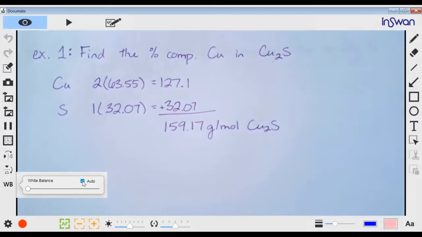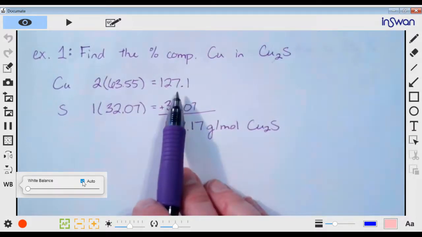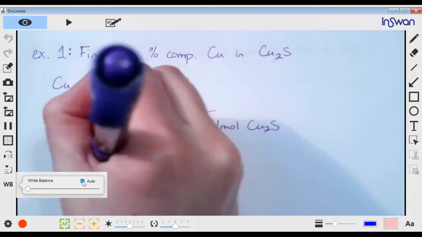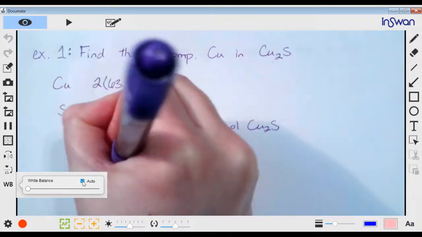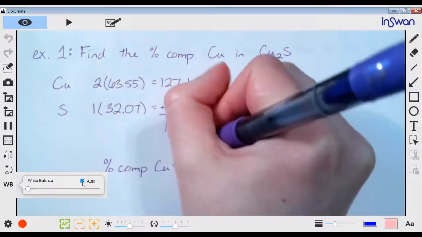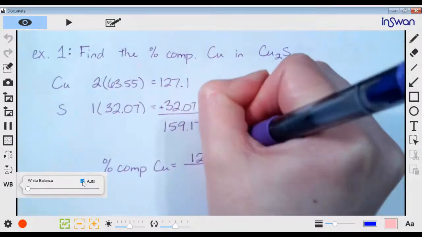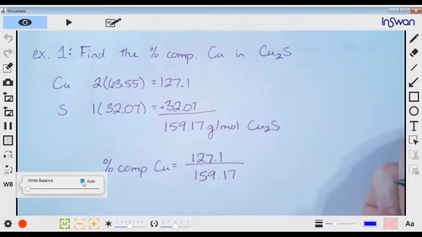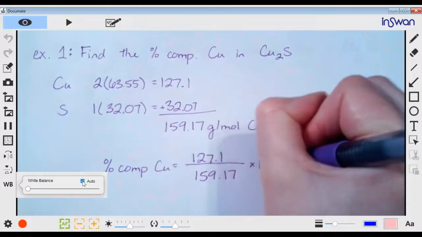So now what I want to go ahead and do is I want to take the mass of my copper in my sample and divide it by the total mass and then multiply that by 100. So the mass of my copper in my sample is just 127 because I have 2 copper atoms per copper sulfide. So to find the percent comp of the copper, I'm going to take 127.1 and divide that by the molar mass, which is 159.17. And then I'm going to multiply that by 100.